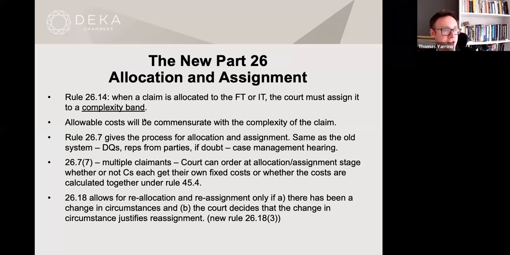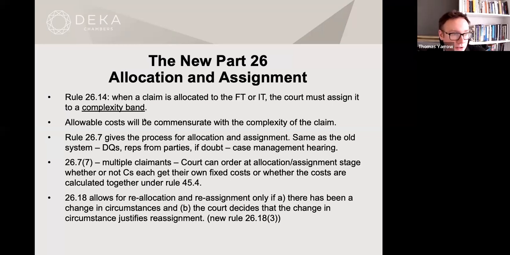And so as legal representatives, you want to know as soon as possible what those costs are going to be. One of the benefits of the fixed costs regime, as it is advertised, is that it provides certainty to the parties. And so if we get allocation and assignment done early doors, then we have that certainty. We know what those fixed costs are going to be at an early stage of the claim. And so, as legal representatives, or as counsel, we can allocate our resources accordingly and not spend huge amounts of money on cases that we know are in complexity band one.